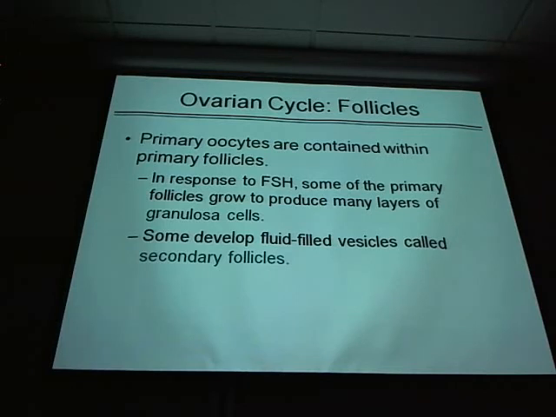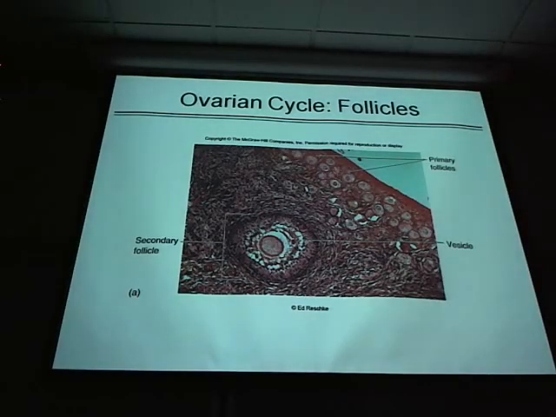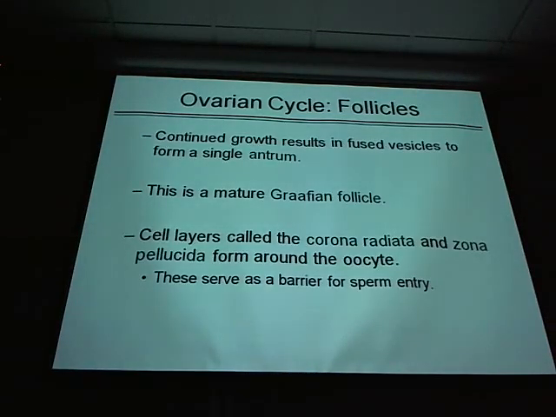Going on, FSH: some of the primary follicles grow to produce granulosa cells, undeveloped fluid-filled vesicles, secondary follicles. These secondary follicles fuse vesicles to form a single antrum. This makes a mature Graafian follicle. Cell layers are listed below: corona radiata, zona pellucida.